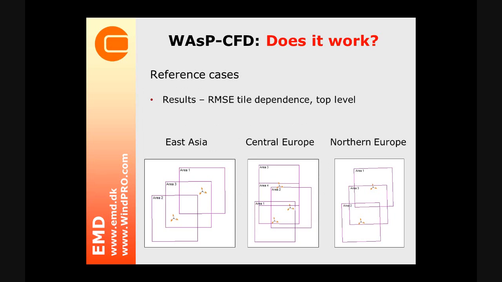So the last analysis I'll show you for the reference cases is that for 3 of the cases, it was possible to fit all masts within just one tile. For instance, for this site on the left, in our baseline calculation we had area 2 centered on a mast and area 1 centered on a mast, and we could compare the cross prediction error to a calculation where we have both masts in area 3. This allows us to assess the tile dependence of the WASP-CFD results.